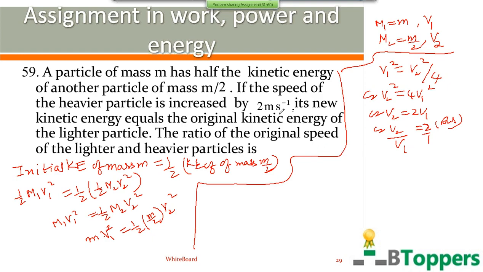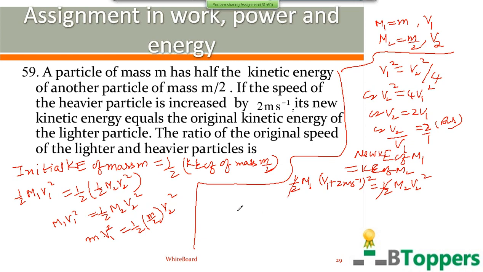It is given that if the speed of the heavier particle is increased by 2 meter per second, that means if the velocity of the first particle is increased by 2 meter per second, its new kinetic energy equals the original kinetic energy of the lighter particle. So the new kinetic energy of the first particle of mass m1 is the same as the kinetic energy of m2. New kinetic energy of m1 is equal to half into mass m1 into the square of the new speed of m1. The new speed of the first particle is equal to the original speed v1 plus 2 meter per second, because the speed is increased by 2 meter per second. Kinetic energy of m2 is equal to half m2 into v2 square.